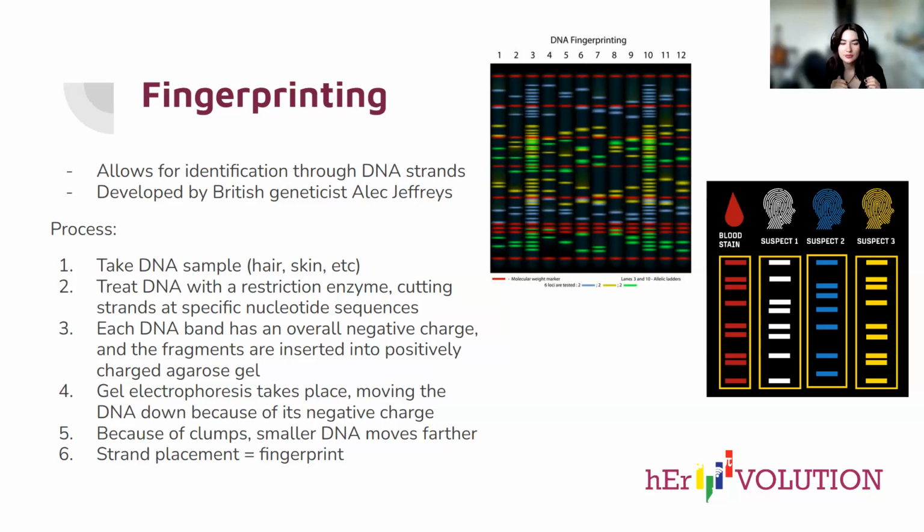So it moves the negatively charged DNA down because of its charge. And when DNA is larger, so if the sequence is a longer sequence, it'll get caught on the clumps more. So the smaller DNA will move further down and will get stuck near the bottom. So it creates different levels in the strand placement. So as you can see, every single person has a different number of fingerprints and different number of places where the DNA stops. So then when you have a suspect and you have an actual blood stain, you can actually see who is exactly like that blood stain. So that would be the person whose blood you have.